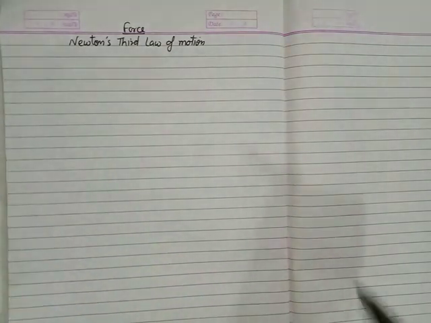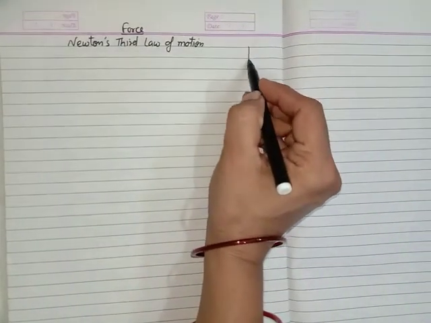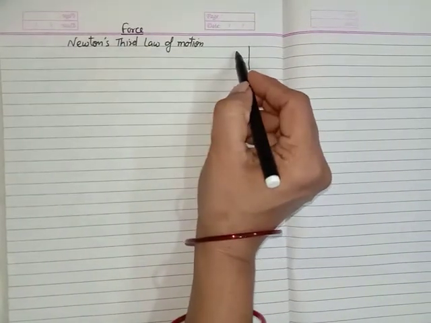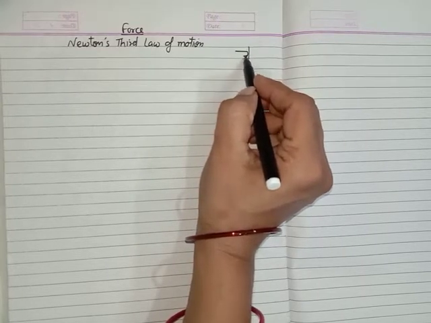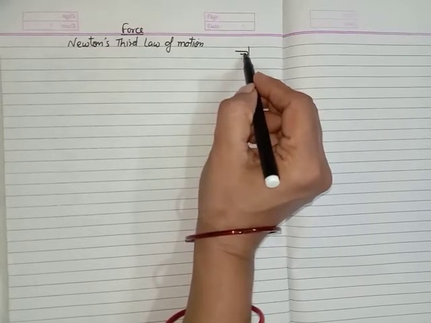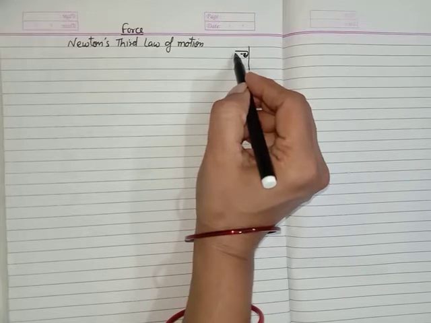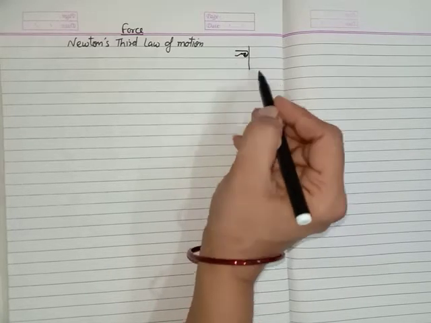What does it mean? It means if you are applying a force on the wall, suppose you are punching on the wall, and you are just punching here. What will happen? You also get hurt. Why do you get hurt when you punch on the wall?